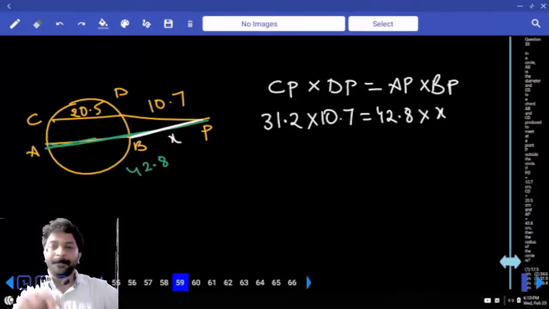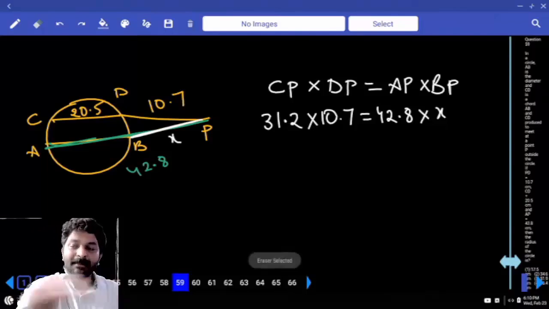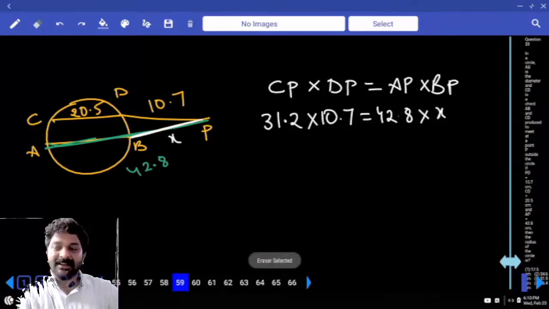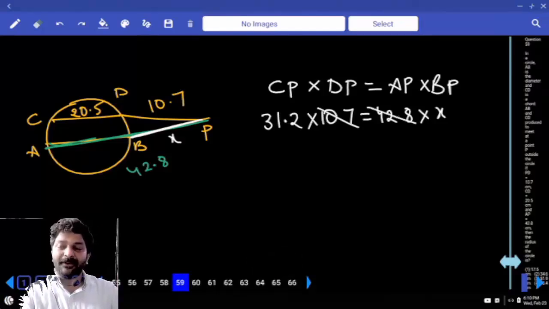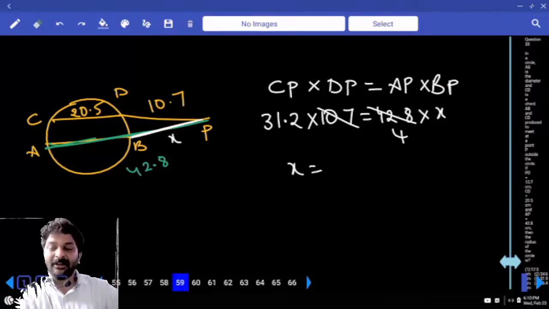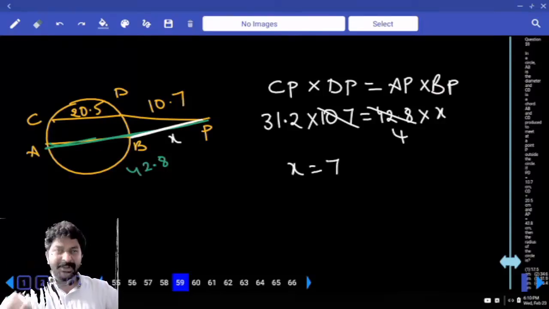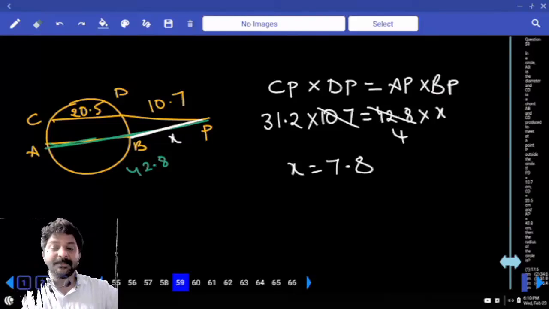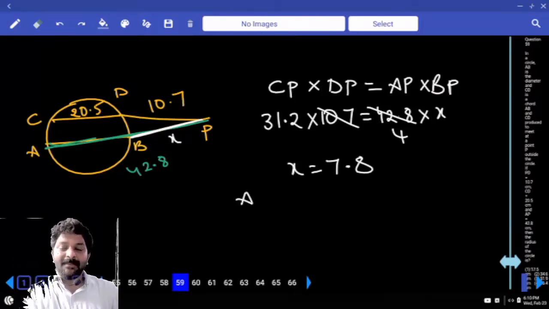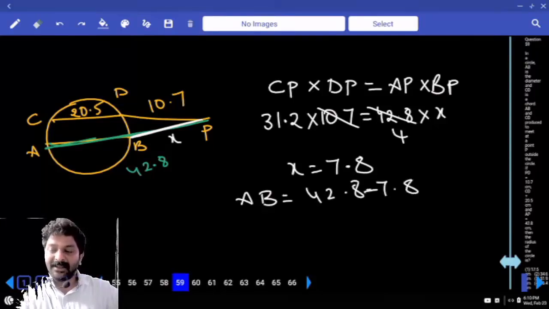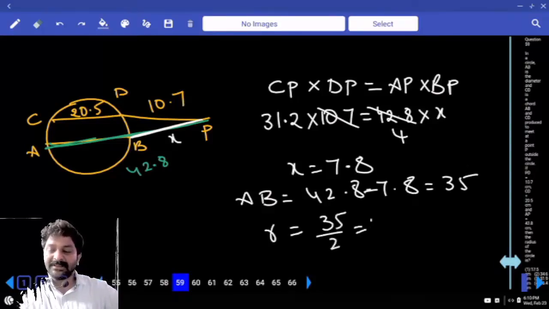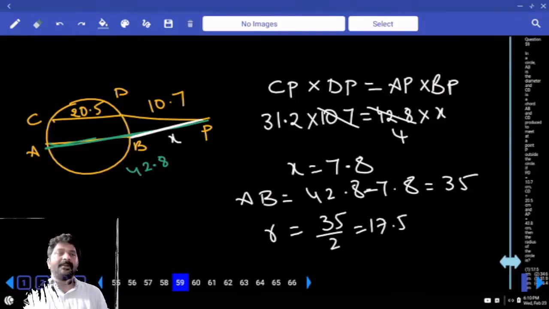So now let's do one thing. Number after decimal, one digit on the right-hand side. So I'll take 10.7 as 107. 107 exactly 4 times only. Then X is equal to 4 how many times? Cancellation: 4 sevens 28. 3.2 we have, that is 0.8 times, correct? Then diameter AB is equal to 42.8 minus 7.8, that is equal to 35. Then radius is equal to half of the diameter, which is 17.5.